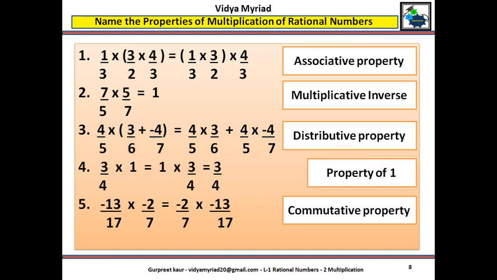Last example, minus 13 upon 17 multiplied by minus 2 upon 7 is equal to minus 2 upon 7 multiplied by minus 13 upon 17, which is a commutative property. Now how? Commutative means change the order, and I have changed the order. In the left hand side, minus 13 upon 17 is the first number, and minus 2 upon 7 is the second number. In the right hand side, minus 2 upon 7 is my first number. So I have changed the order.